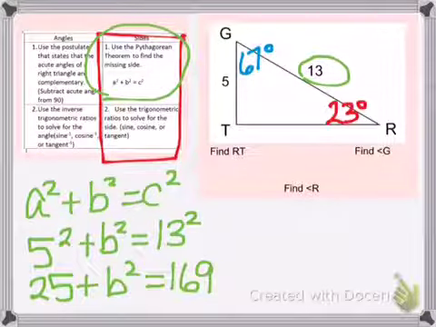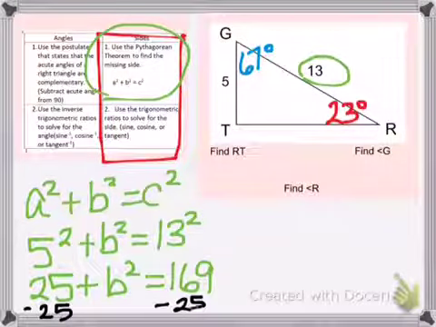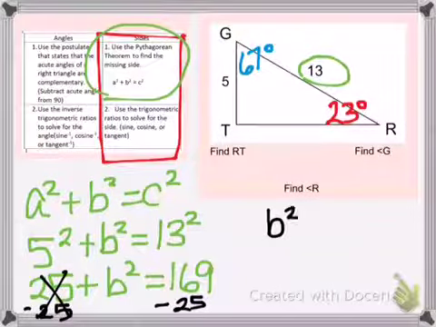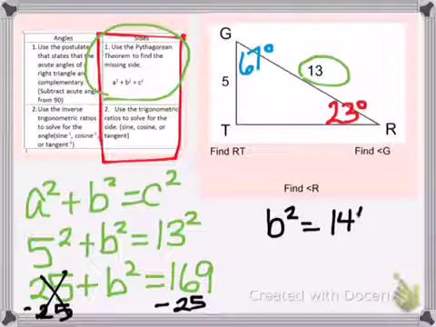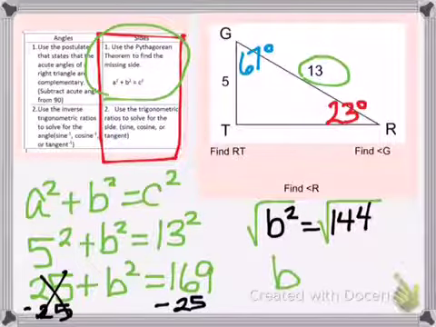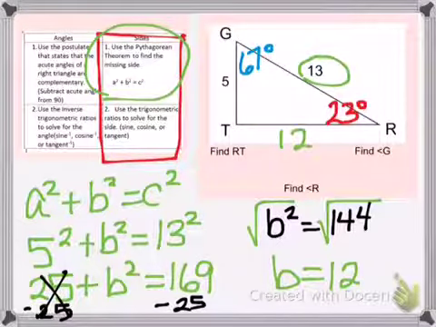So to solve for b, I've got to subtract 25 from both sides to eliminate the 25 from the right side, and that would leave me b squared equals 144. So to solve for b, I need to take the square root of both sides. When I take the square root of both sides, that tells me my last side, which is RT, is 12. I finished this problem because I know all three angle measures and I know all three side measures.